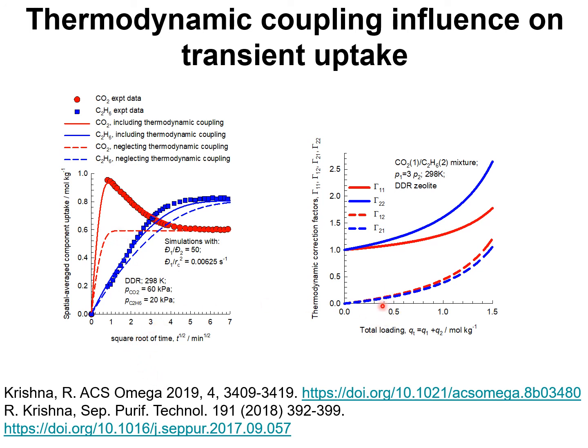On the right hand side, I show the elements of the thermodynamic correction factors for the 3-to-1 mixtures of CO2 and ethane, and we note that the off-diagonal elements gamma 1,2 and gamma 2,1 become increasingly important as the component loadings increase, and the off-diagonal elements are about 30 to 50% of the magnitudes of the diagonal elements.